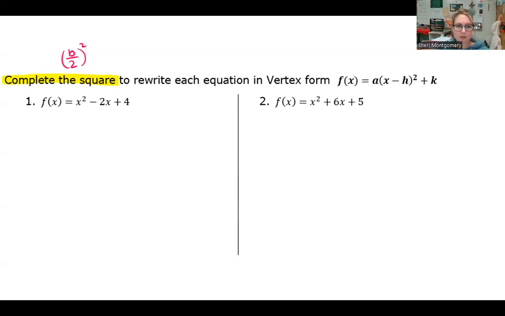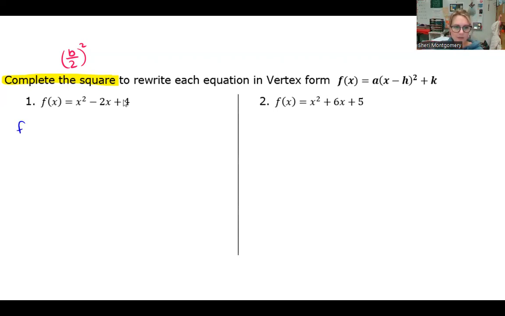The first thing that we have to do for completing the square is we have to get it set up. Today, it's going to be slightly different than when we completed the square for solving. It's slightly different because before, when we did completing the square, we brought that C term, this term, to the other side. We're not going to do that today because see how it's f of x? F of x is like y. So we want to keep it y equals. So we have to work with it on the same side. I'm going to have to show you how to do that.